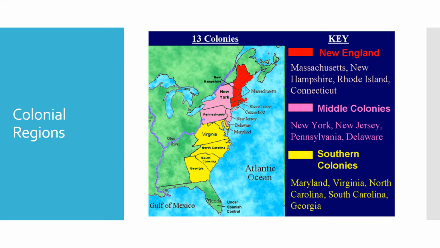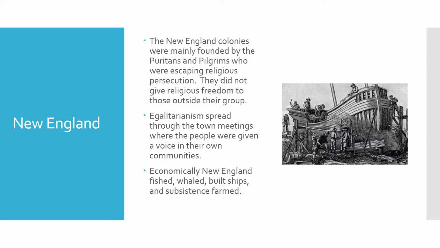And then at the bottom, of course, in the yellow, you have the southern colonies, which included Maryland, Virginia, North and South Carolina, and Georgia. To begin with, North and South Carolina were combined, and it was just called Carolina. But you can see there, those were the 13 English colonies divided into three distinct regions. Now, what was so distinct about each of those regions? Well, let's start with New England.